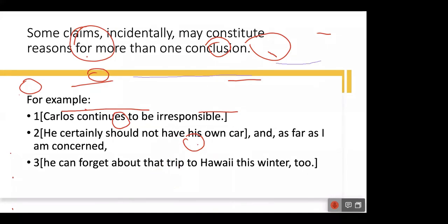So in this slide, some claims may constitute reasons for more than one conclusion. So Carlos continues to be irresponsible. He certainly should not have his own car. And as far as I'm concerned, he can't forget about that trip to Hawaii this winter too, okay?